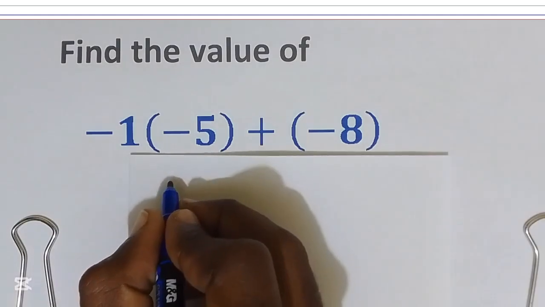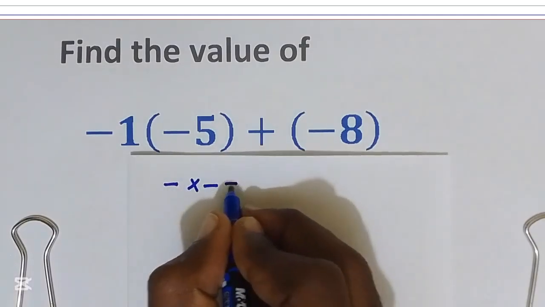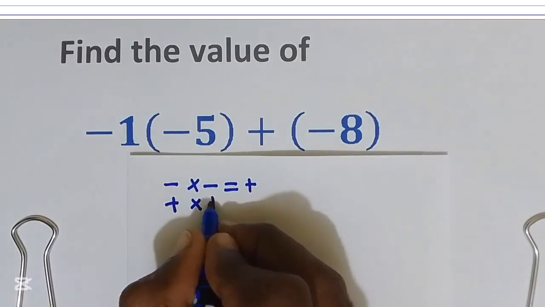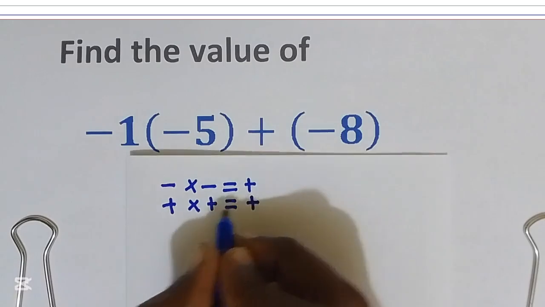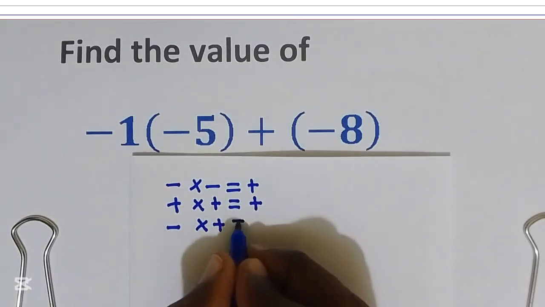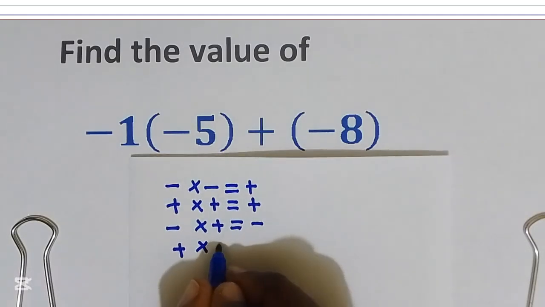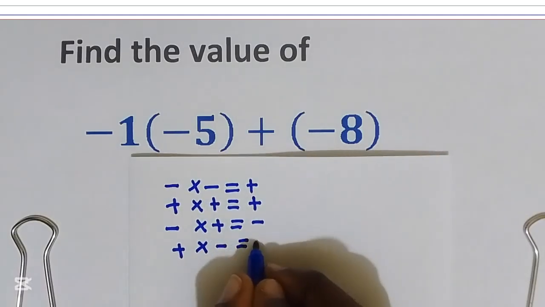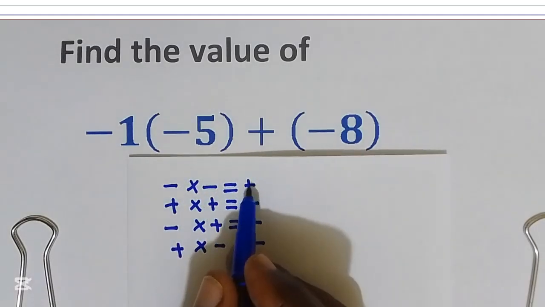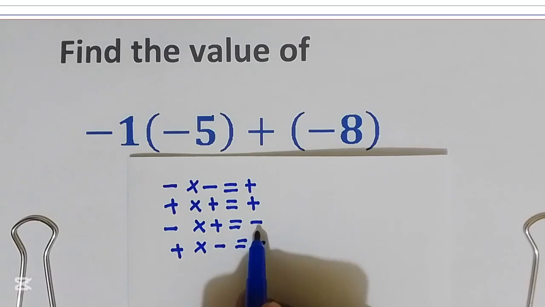For the integer, we know that negative multiplied by negative, we get positive. Positive multiplied by positive, we get positive. Minus multiplied by positive, we get negative. And positive multiplied by negative, we get negative. That is, if we are multiplying the same sign, we get positive. And if we're multiplying the different sign, we get negative.